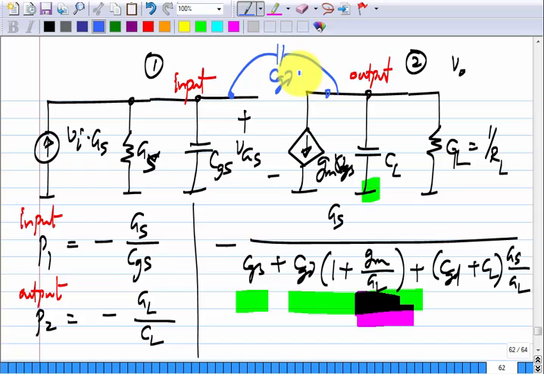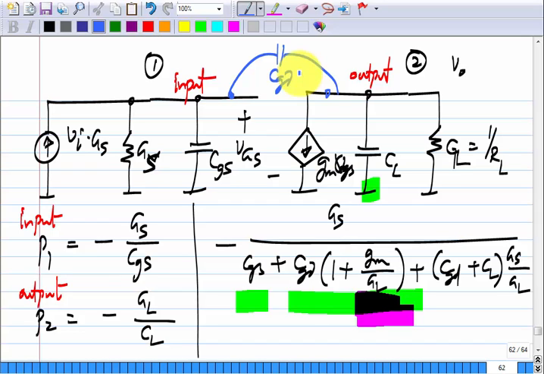No, but I mean, is it the value of CGD that matters here? CGD times 1 plus GM by GL. So it could be that CGD itself is small, but CGD times 1 plus GM by GL is significant and even the dominant one. That's possible. So this is a very crude approximation. Depending on the component values, it could be completely invalid also. But at least in this case, we can get some insight into what's going on.